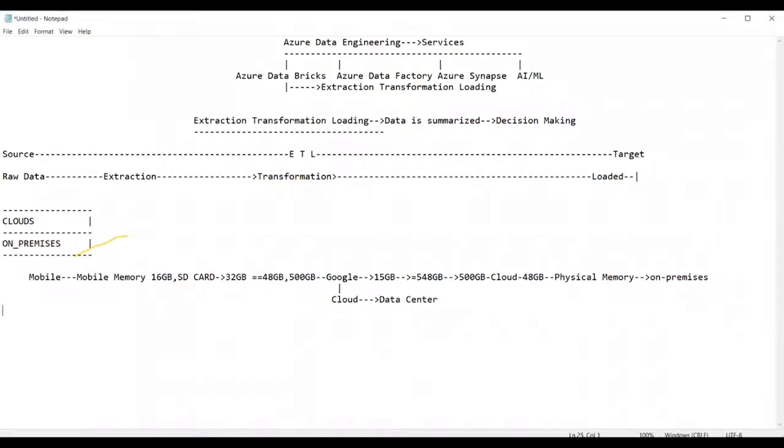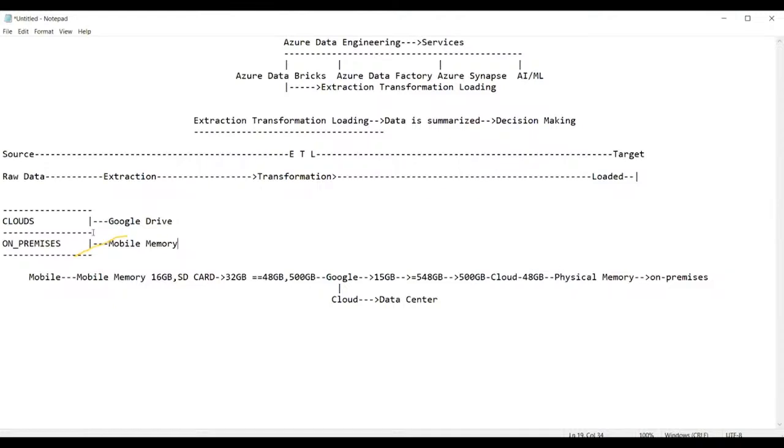Now, in the same way, guys, here you have cloud and on-premises. Cloud means storing the data on Google Drive, which is a cloud environment. And on-premises is nothing but storing the data in your mobile phone's physical memory. Mobile phone memory is called what? On-premises. Am I right, guys?